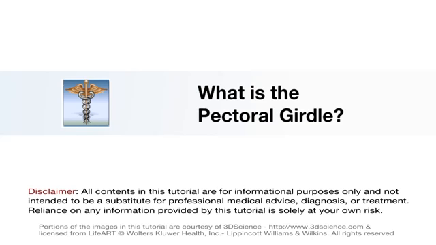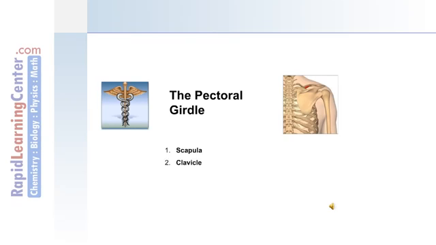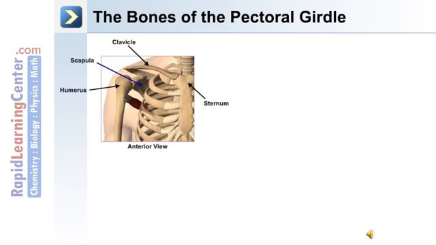Let's begin this section by discussing the pectoral girdle, including the scapula and the clavicle. This anterior view depicts the bones of the pectoral girdle, the clavicle, and the scapula. The clavicle is located at the top of the rib cage, and it articulates with the sternum.